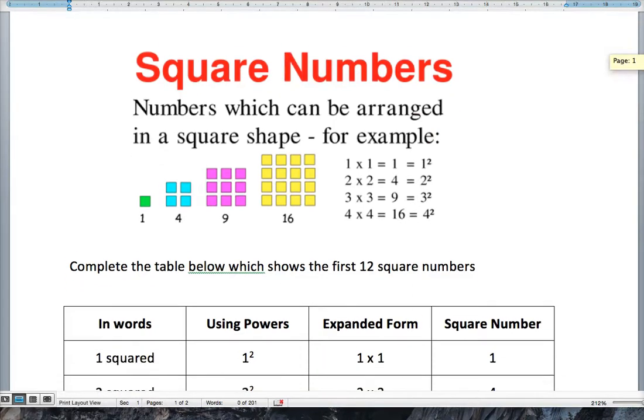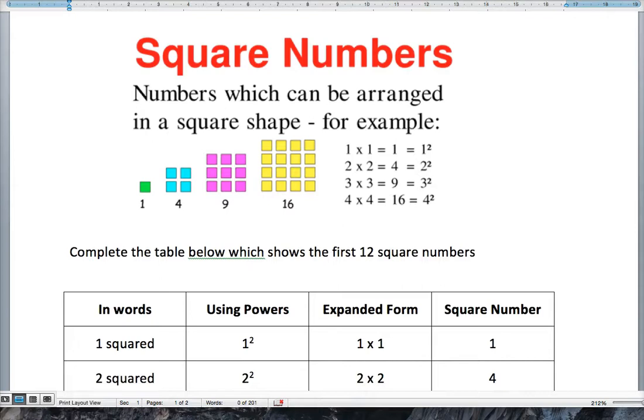First we'll just look at square numbers. Square numbers come from numbers which can be arranged in a square. For example, this little green square down here has side length 1 times 1. This square here has side length 2 times 2. This square here has side length 3 times 3. So if we look here, our first square number is 1 because 1 times 1 is 1.